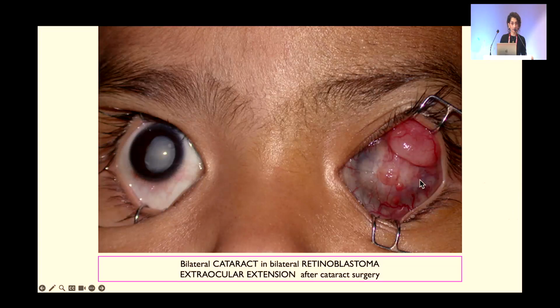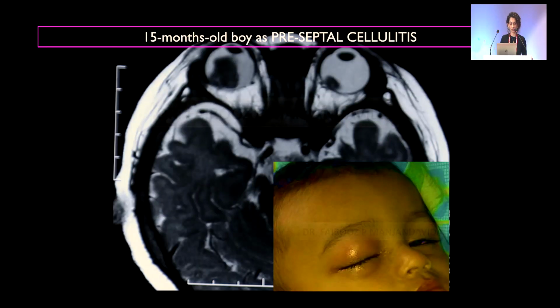Finally, after the cataract surgery, the right eye was kept for planned cataract surgery, for bilateral congenital cataract, and this is how it happened. After 3 months of cataract surgery, there is a mass which is coming outside. So this was indeed bilateral retinoblastoma presenting with bilateral cataract.